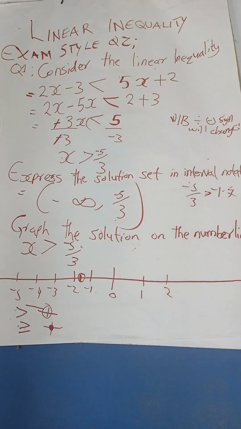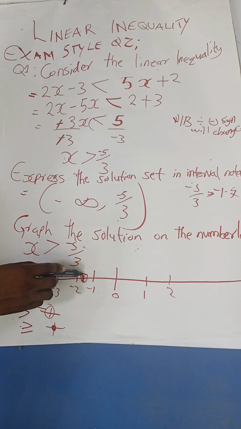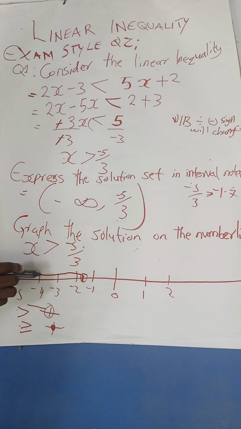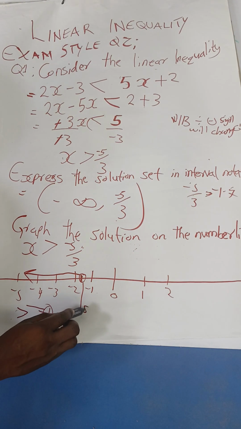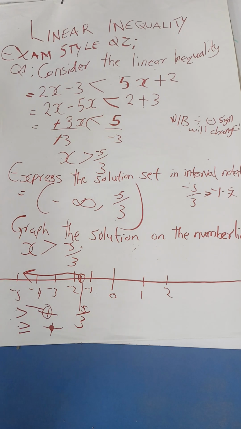So greater than should come where? X is greater than -5/3, so we'll go in that direction. We have plotted -5/3. That is how we present it on the number line. Very simple, and you are good to go.